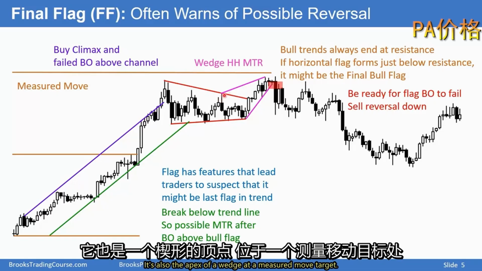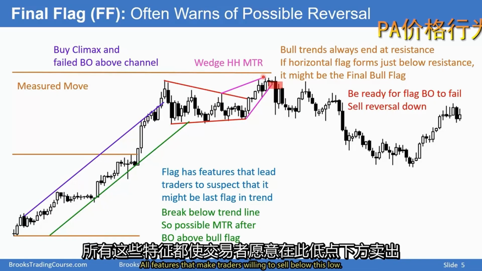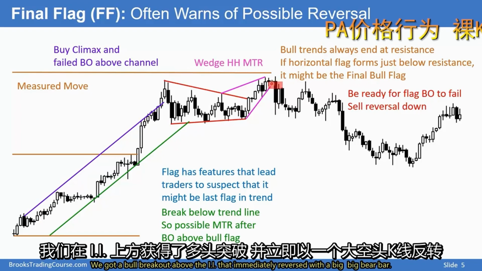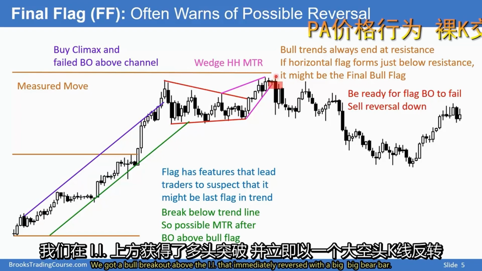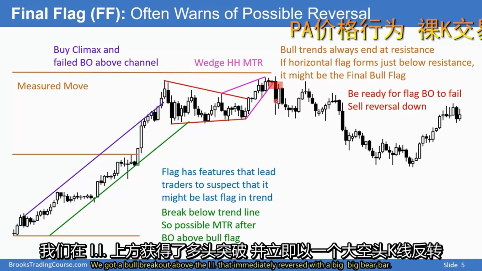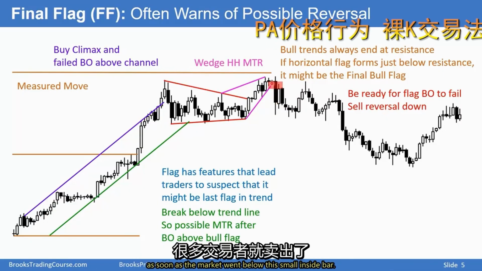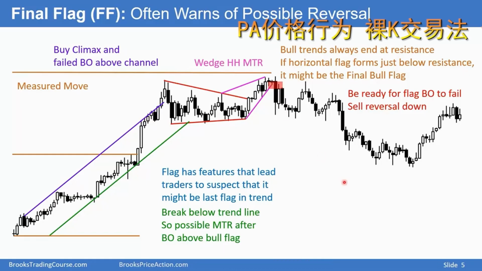It's also the apex of a wedge at a measured move target. All features that make traders willing to sell below this low. And you can see what happened when the market traded below the low of that II. We got a bull breakout above the II that immediately reversed with a big bear bar. That tells you that a lot of traders sold as soon as the market went below this small inside bar.